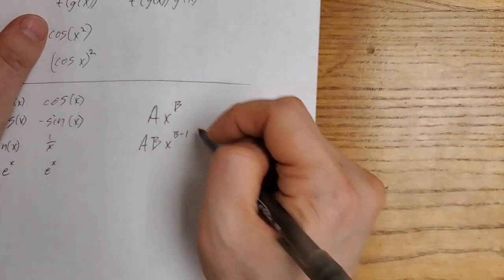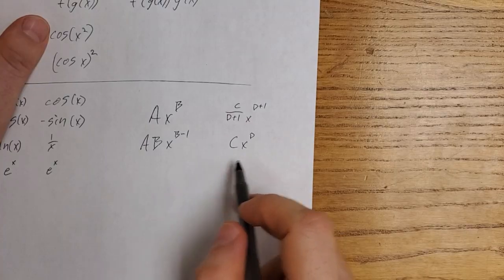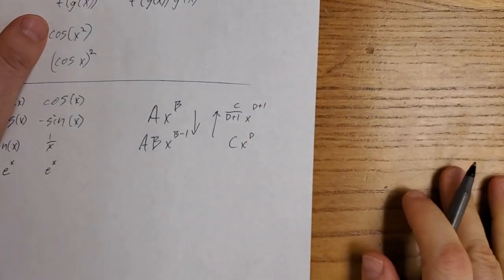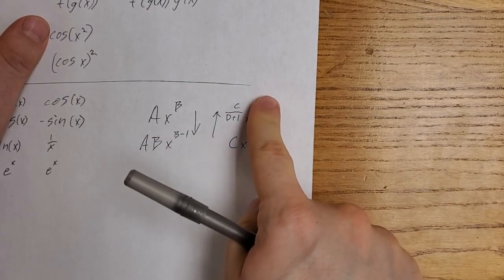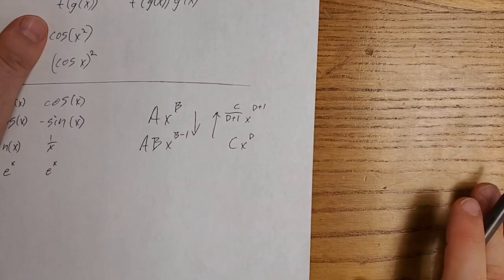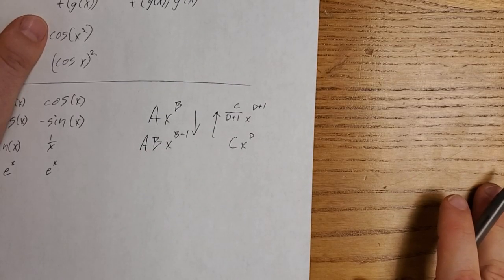So, just convince yourself that this and this are opposites of each other. If you do this and then do that, you get back to the same place. So, the power rule, real easy, be able to do it in both directions.